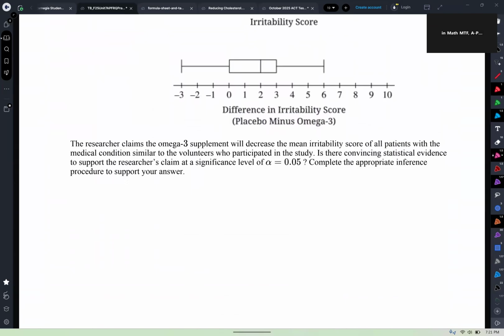Researcher claims that omega-3 supplement will decrease the mean irritability scores with the medical condition. Okay, so that's what we need to collect evidence for. We can't assume this to be true. So that's going to be my alternative hypothesis. Is there convincing statistical evidence? I see that language, I'm thinking hypothesis test. Remember, you can do a confidence interval here, but it's a hypothesis test. Is ideal significance level of that.